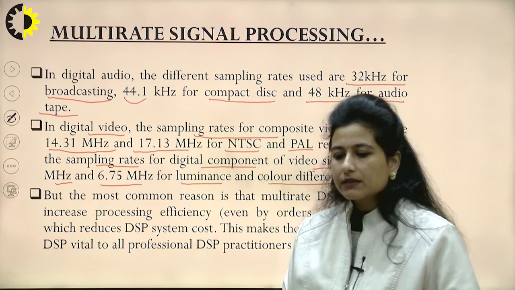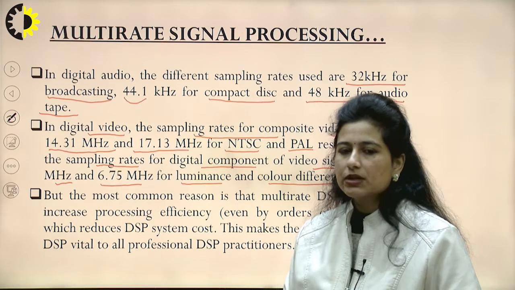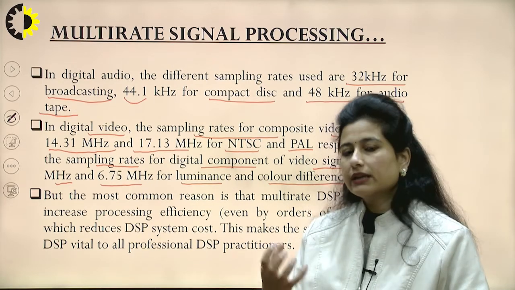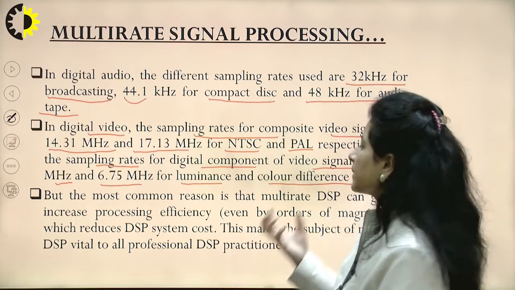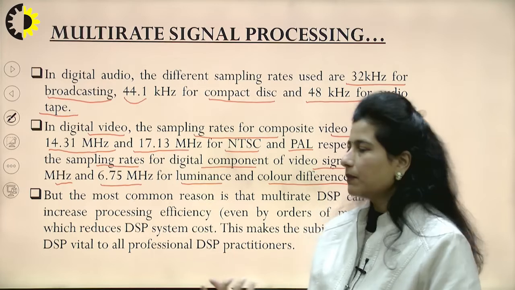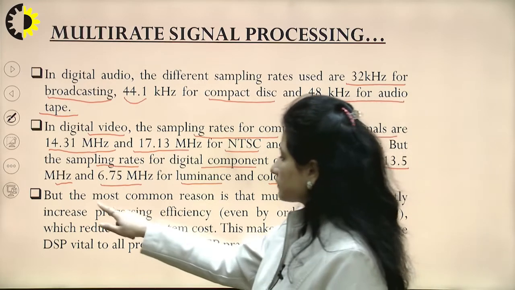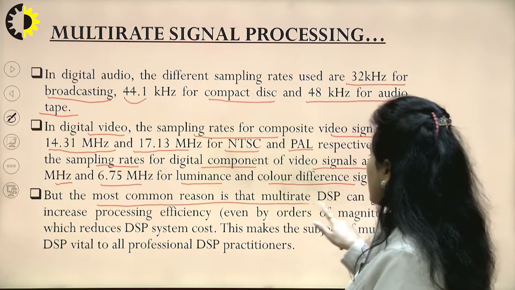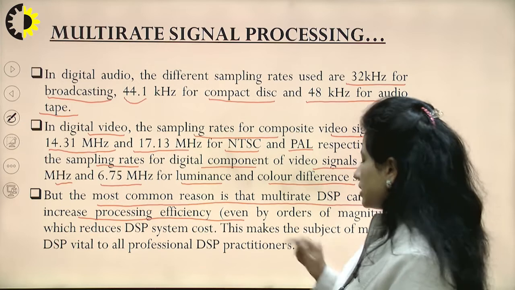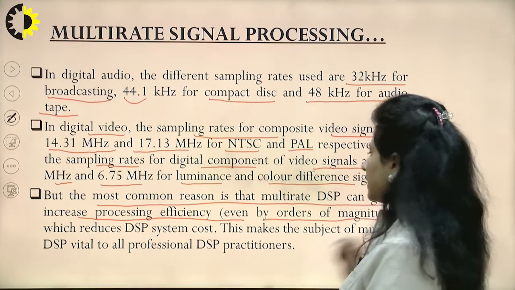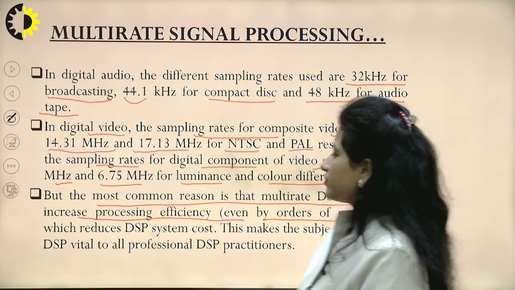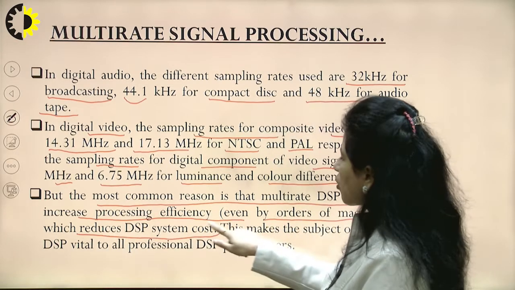So if I am creating a piece of music or a piece of movie, I would require this multi-rate signal processing to represent the same piece of music or video on a different system, maybe playing onto an amplifier, maybe playing onto some kind of system. But the most common reason is that multi-rate DSP can greatly increase the processing efficiency, even by an order of magnitude. We'll see how the efficiency is increased. So it reduces the DSP system cost as well.